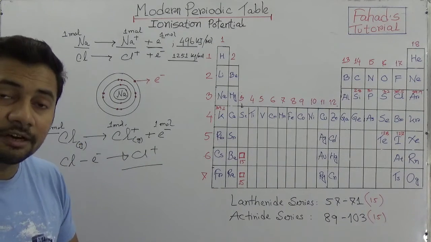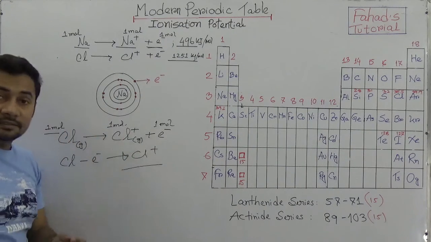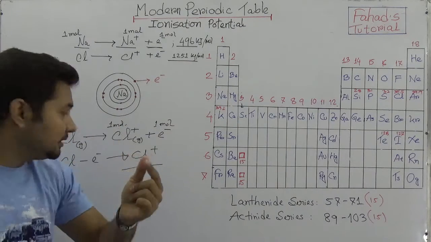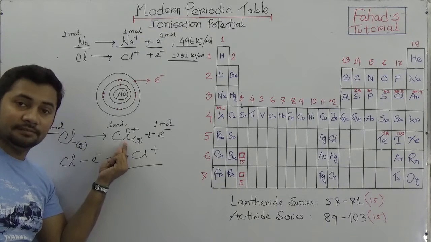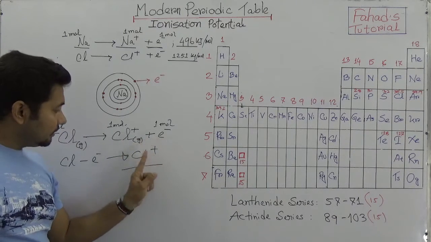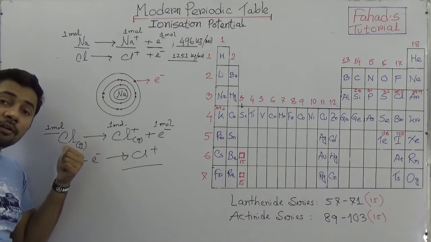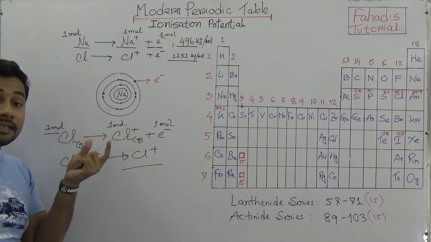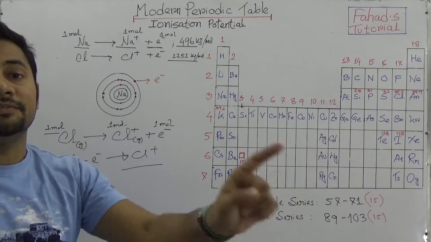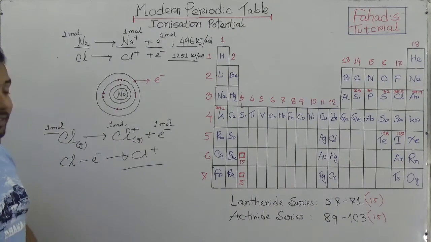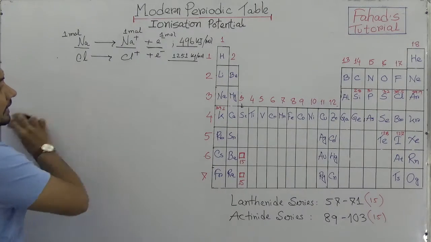So the definition of ionization energy is the energy required to transform 1 mole of positive ion, removing 1 mole of electrons from 1 mole of atoms in gaseous state of that element, is the ionization energy of that element. So we can say ionization energy as IE.